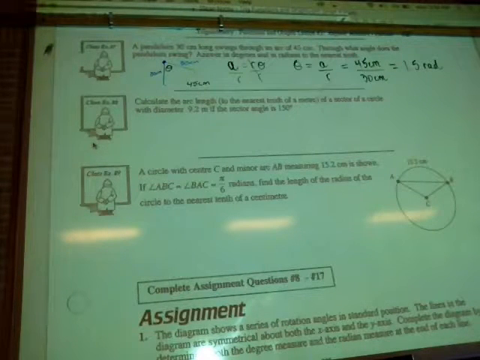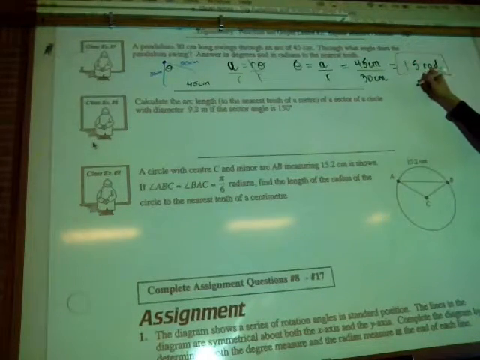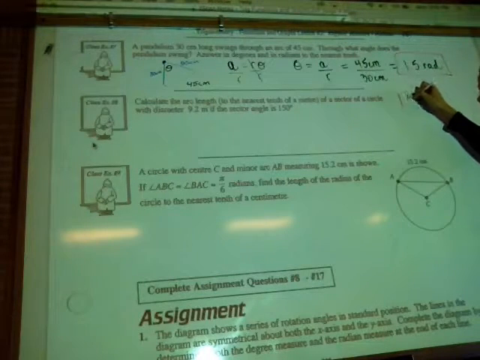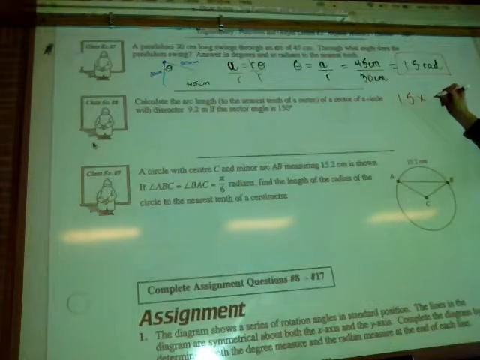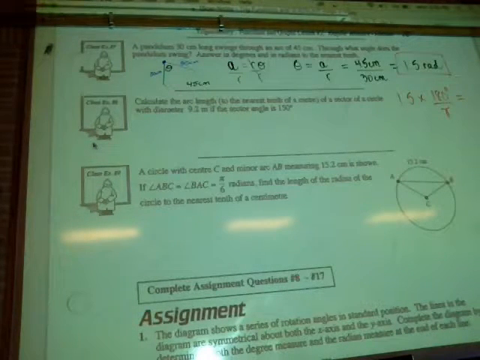But if we were to solve this in degrees, how could I go from radians to degrees? What do I have to multiply by? 180 degrees over pi. Okay, so what's 1.5 times 180 divided by pi? To the nearest tenth, you should get 85.9 degrees.